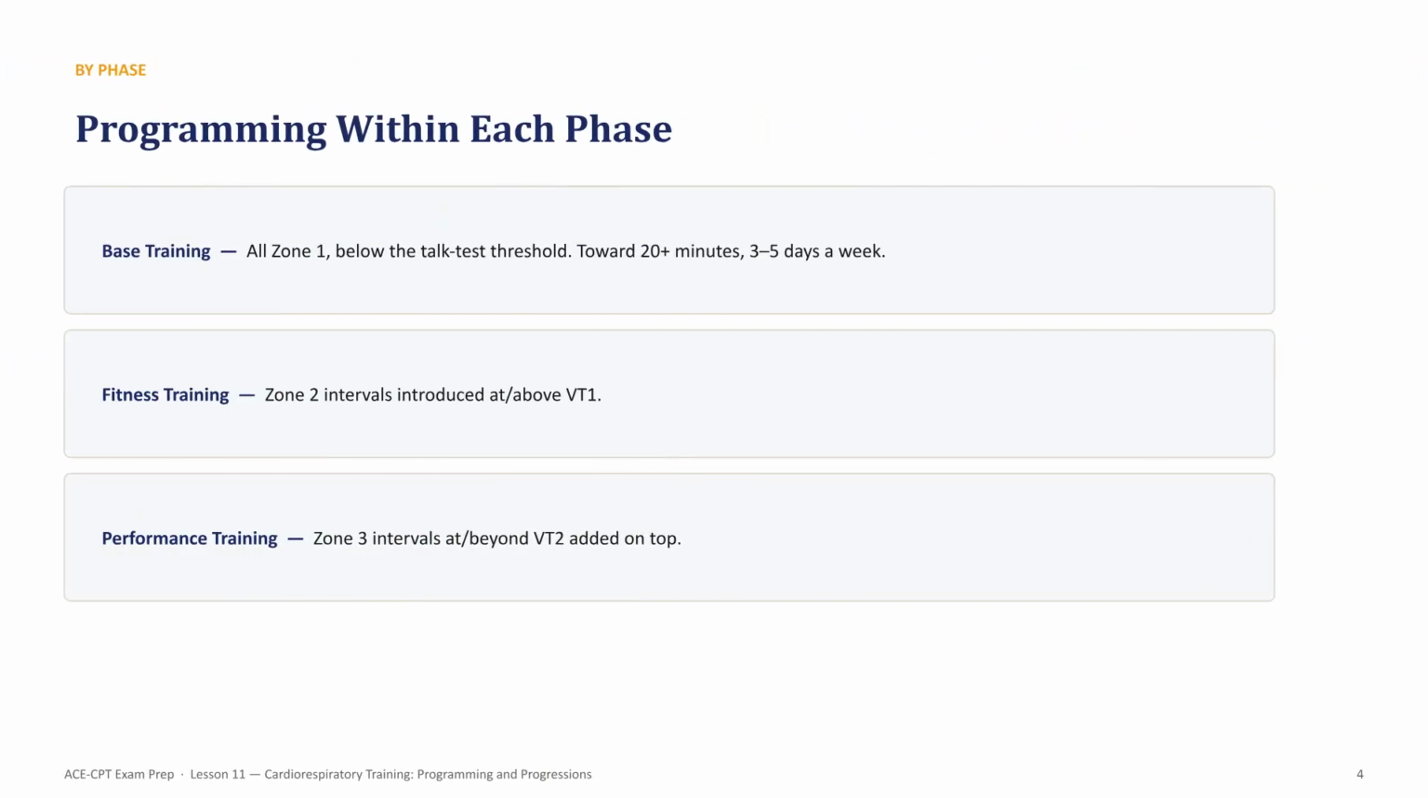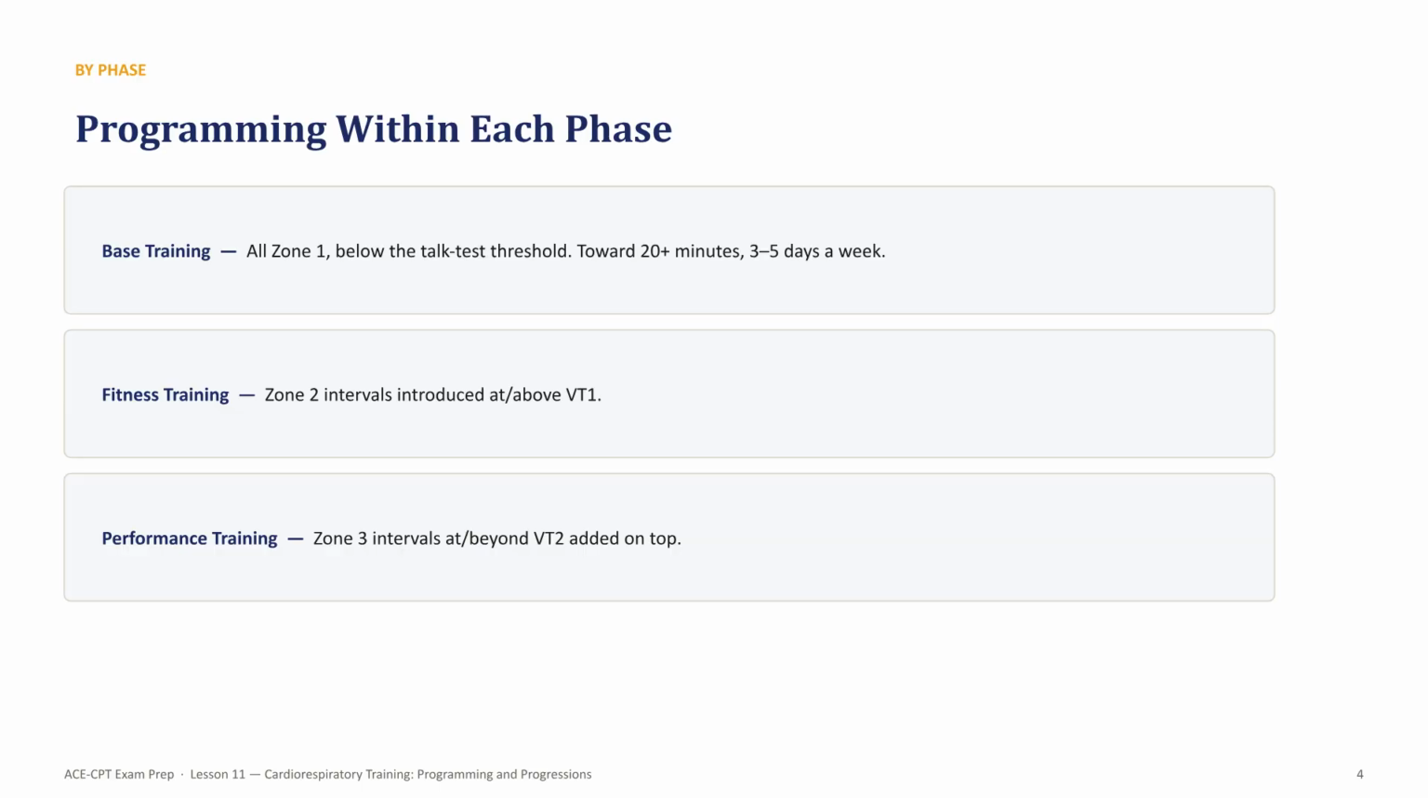Now, let's break down what programming actually looks like inside each of those 3 phases. In base training, everything stays in Zone 1, and it stays below what's called the talk test threshold, meaning the client can still hold a conversation while working. The goal is to build session length toward 20+ minutes, 3 to 5 days a week. It's not about intensity here, it's about consistency and duration.